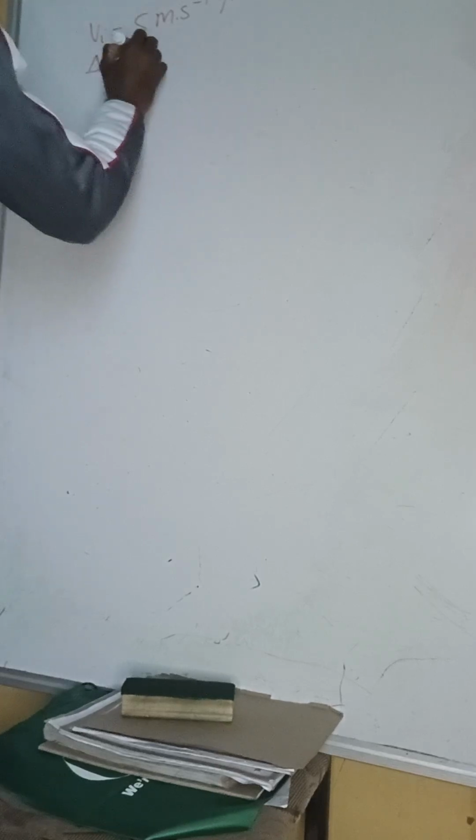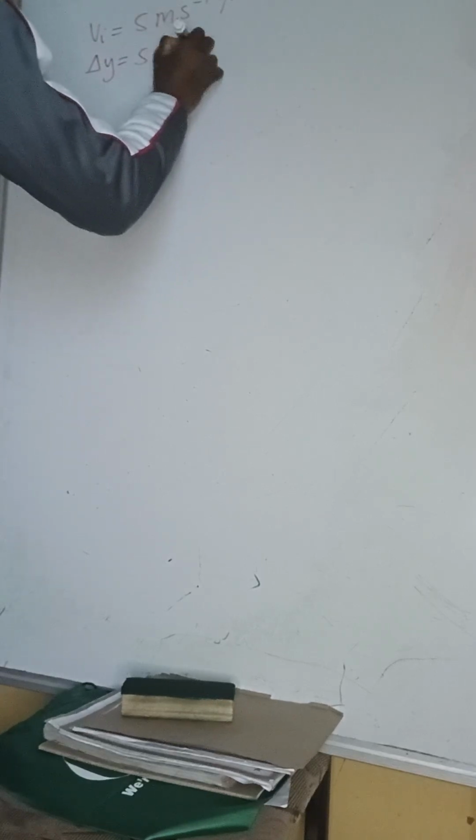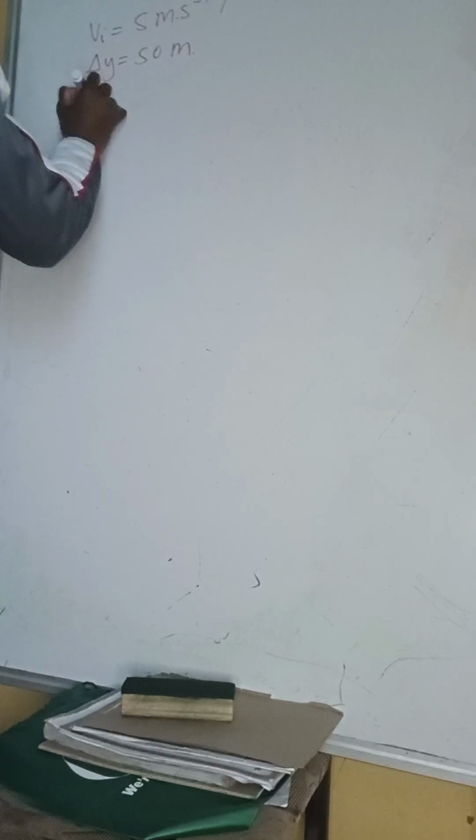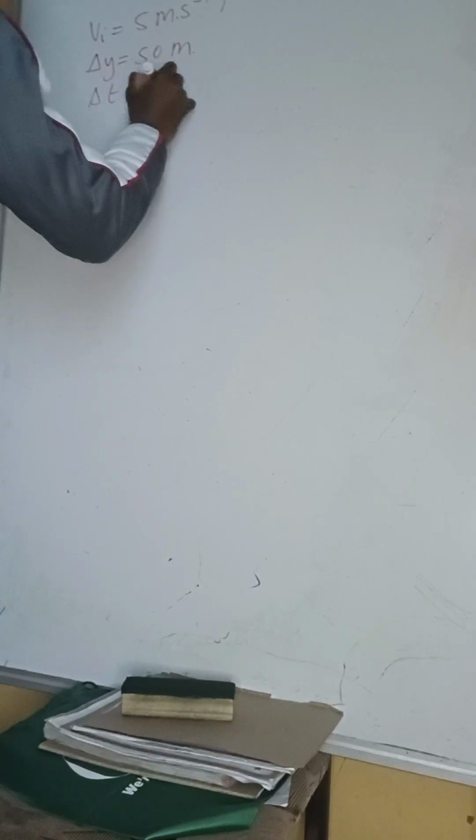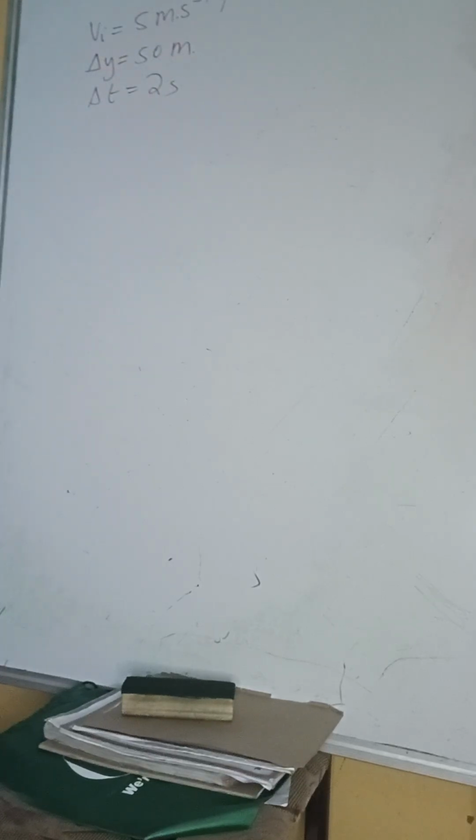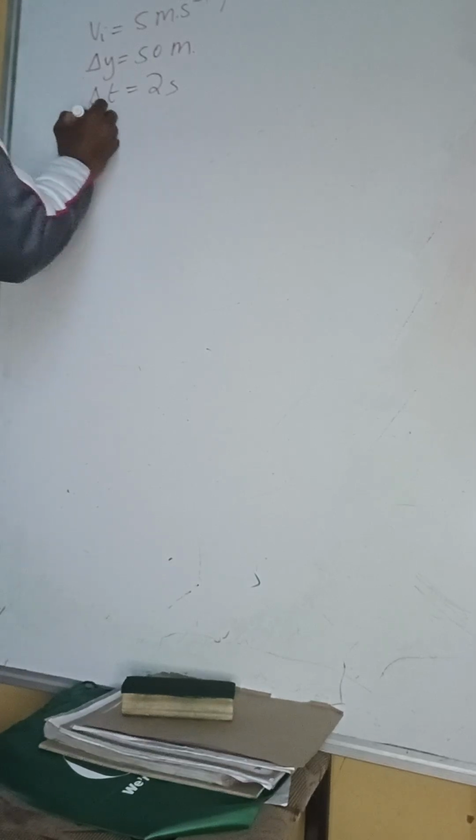So delta y is equal to how much? It is equal to 50 meters. And again, now what do we have? We have delta t, which is 2 seconds. And not only this, because now we are dealing with a vertical projectile whereby the force of gravity is involved.